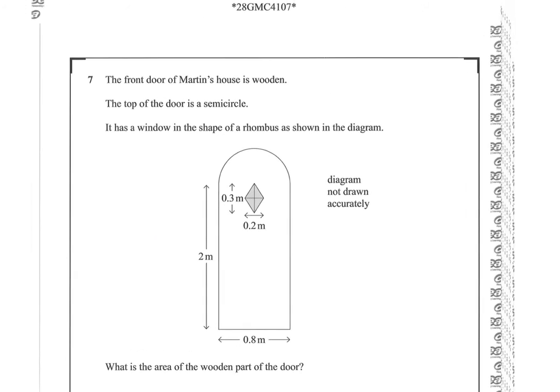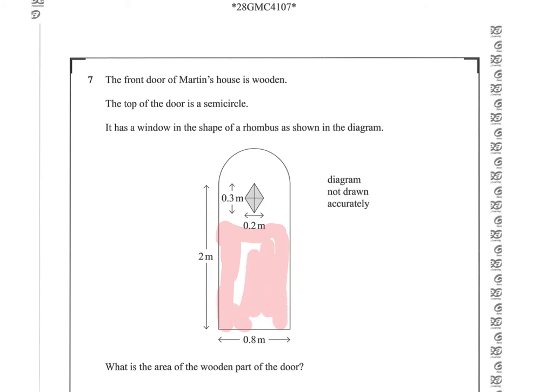Okay, right, question 7. I think this threw people a wee bit. This was the front door of Martin's house is wooden. The top part of the door is a semicircle. It has a window in the shape of a rhombus as shown in the diagram. What is the area of the wooden part of the door? So we've got to find this area here. I'll shade in the area that we need to find. We've got to find this whole bit.